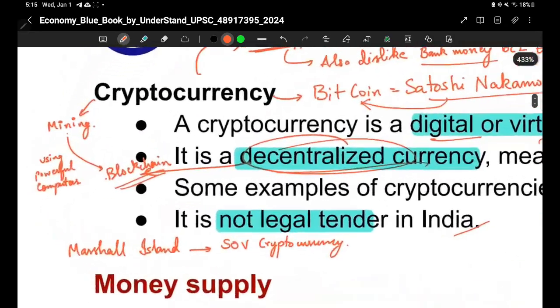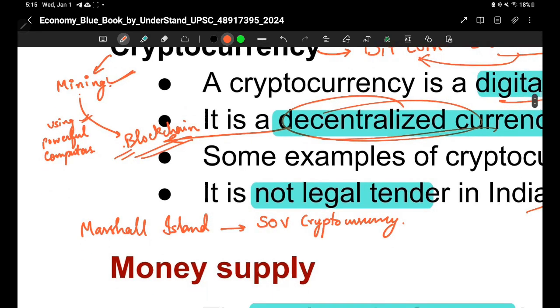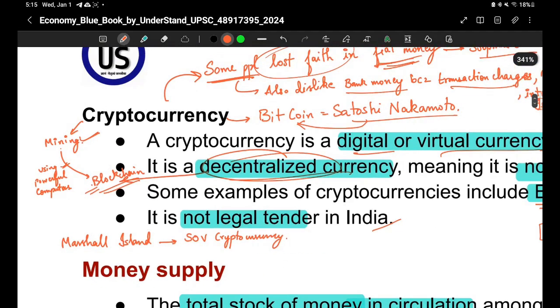Okay. Now, how is this cryptocurrency obtained? It is obtained through mining. What is this mining? They use powerful computers to mine the blockchains. After this, they get some very little amount, let's say 0.5 bitcoins or something like that. So this is how they obtain cryptocurrency, or you can buy the cryptocurrency using normal money also.